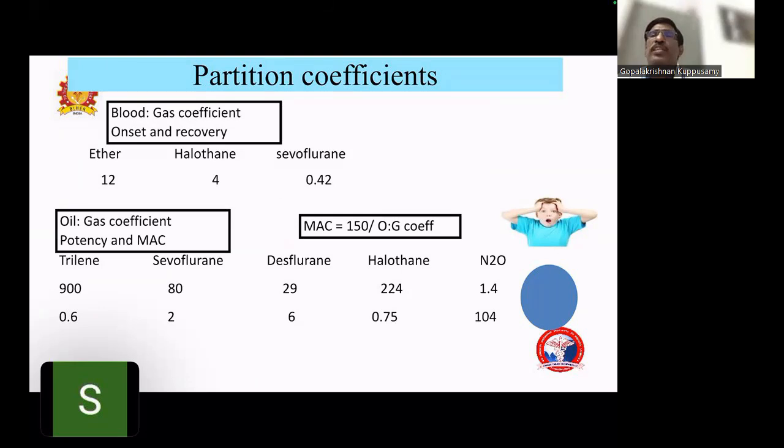150 is their product. So it means that when the oil gas coefficient is high, the MAC is low. So think of nitrous oxide. Nitrous oxide has a very high value.